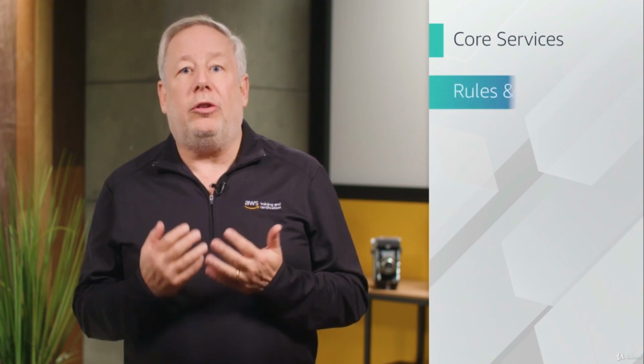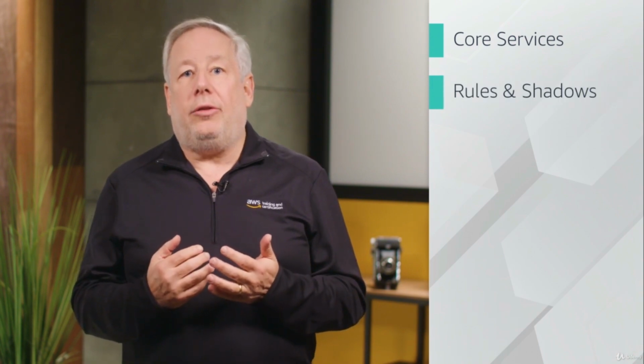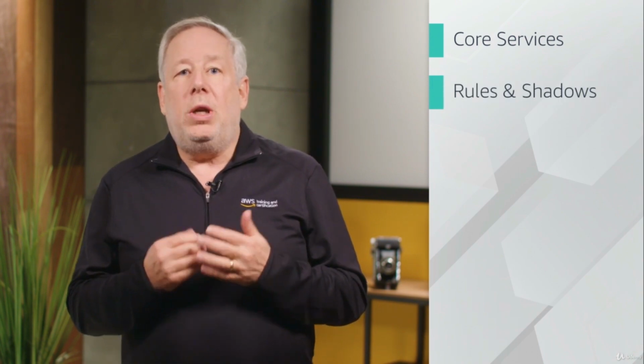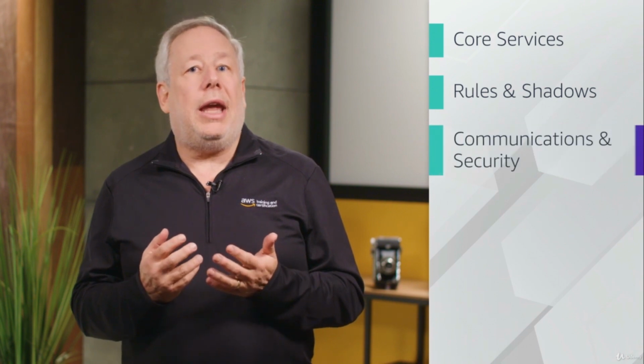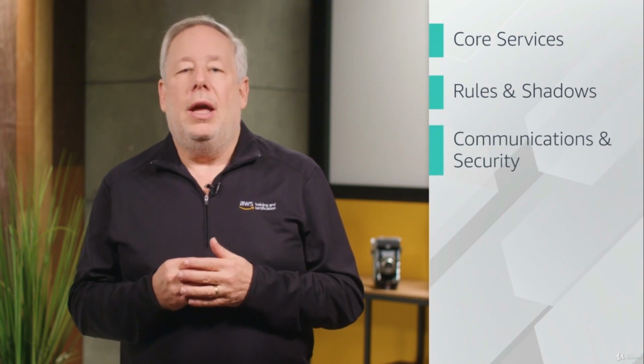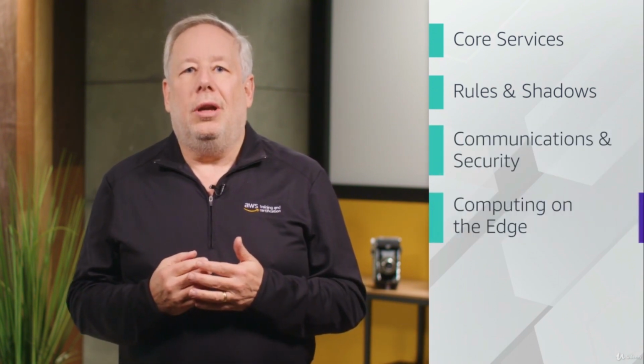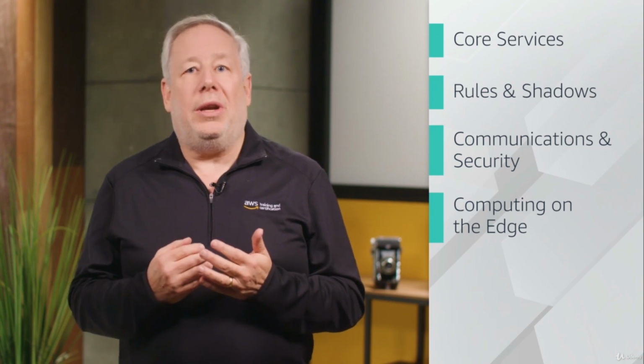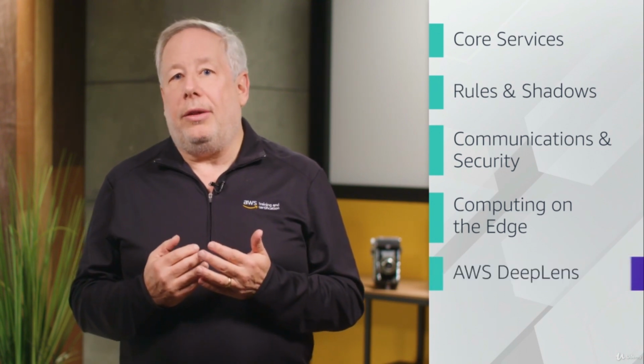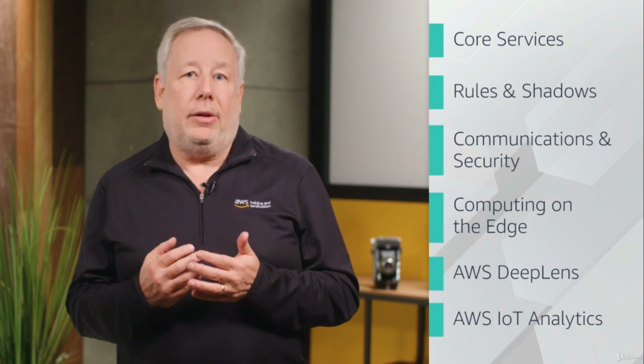Thank you all for taking AWS IoT, developing and deploying an Internet of Things. We started the course looking at AWS IoT core services. We built out our project, interacting with AWS IoT rules and shadows, and using the SDKs to interact with our app. We dug in a bit to AWS IoT communications protocols and security. Then we looked at computing on the edge. This week, we finished the course with an introduction to AWS DeepLens and AWS IoT Analytics.